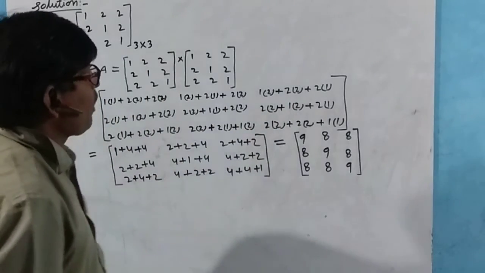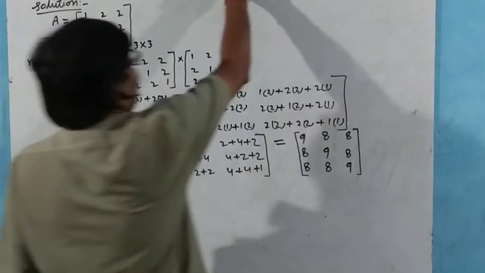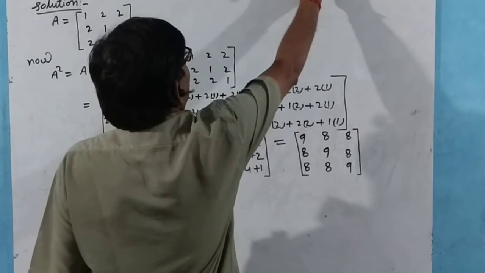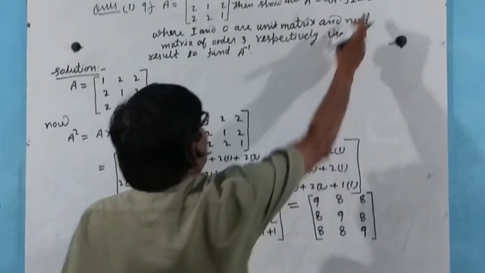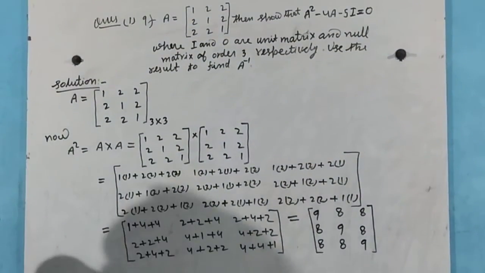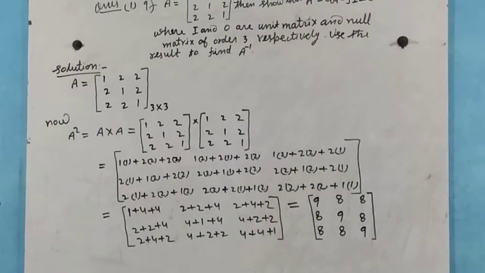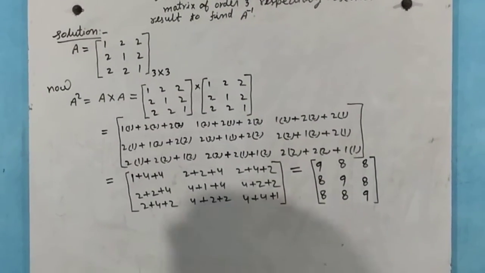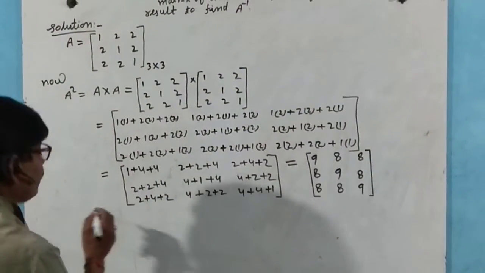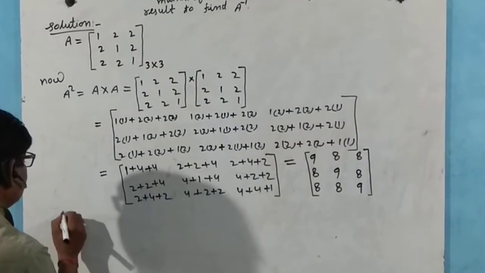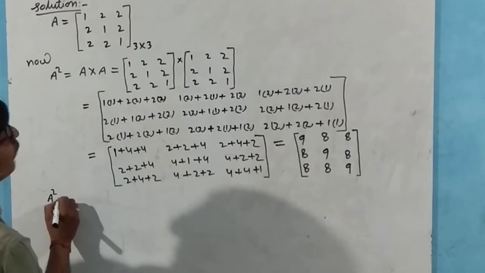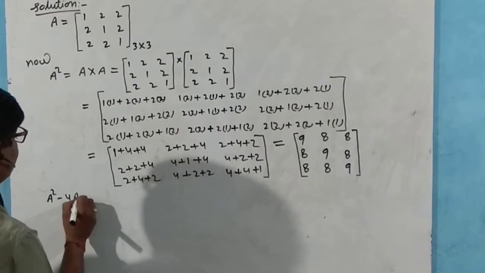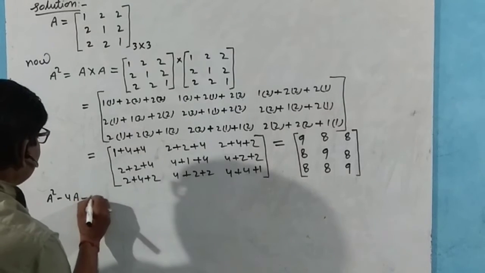Now then show that A square minus 4A minus 5I equal to 0. Here A square minus 4A minus 5I.